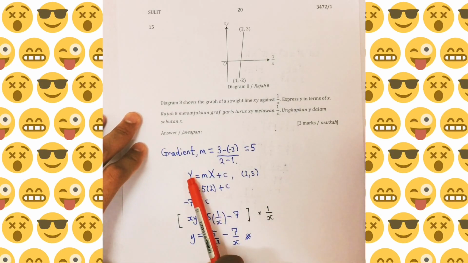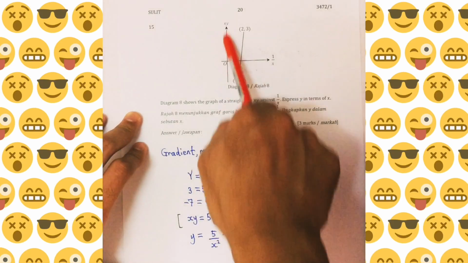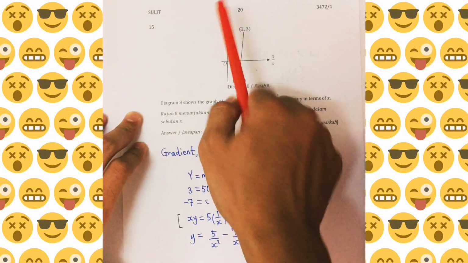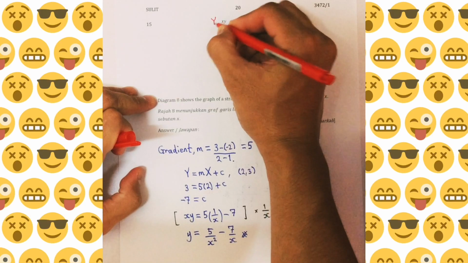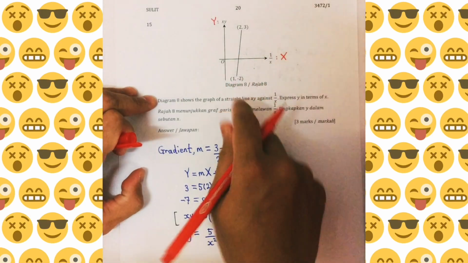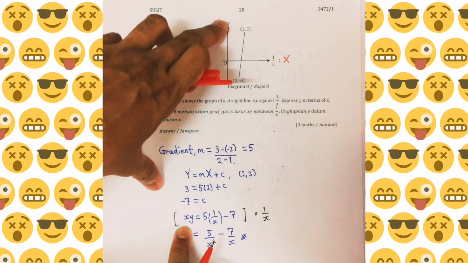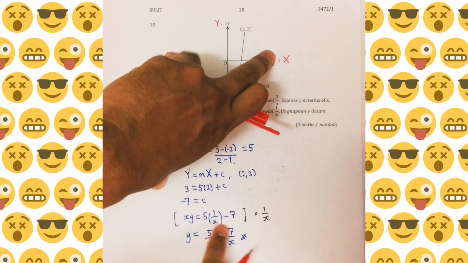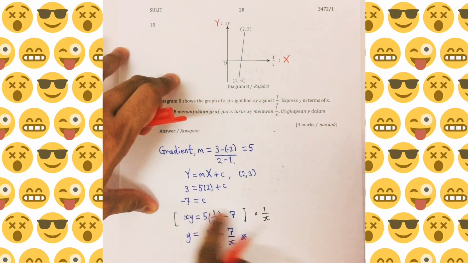And then I substitute back into this. So this capital Y should be taken from your vertical axis, which is xy. So this is your capital Y axis, and this is your capital X axis. So you're going to substitute into your equation. You'll have xy equals to 5 times 1 over x, and then minus 7 because your C is negative 7.